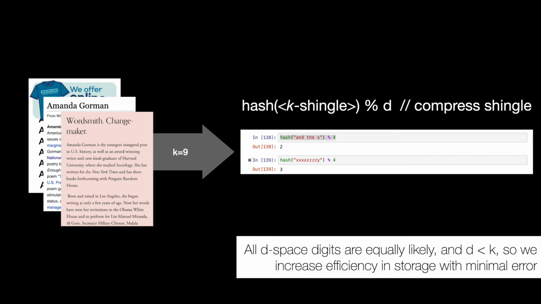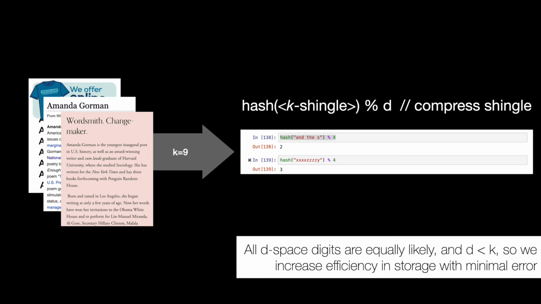Now the value that we get from this is we choose a value for D that's going to be smaller than our value of K, so we don't have to store or use as many bytes to store these representations of shingles. And because of our hashing mechanism, and then taking the mod of this, any digit in this space of D is equally likely. So now we have a much more evenly distributed way of counting up these shingles, where we're no longer having to pay the penalty for indexing a number of shingles that are very unlikely to ever be used.